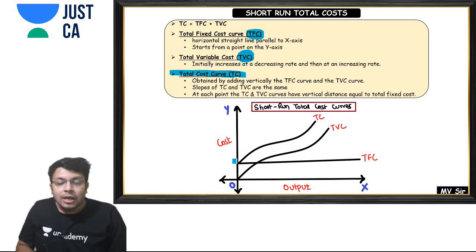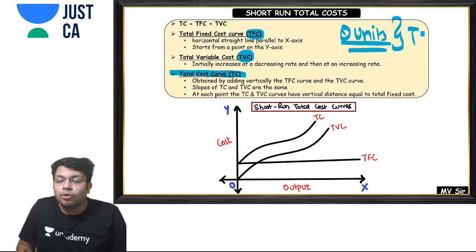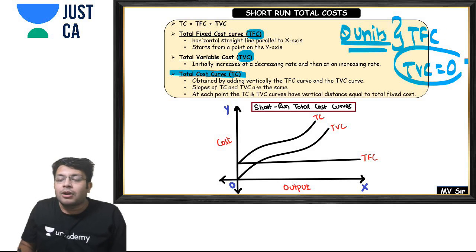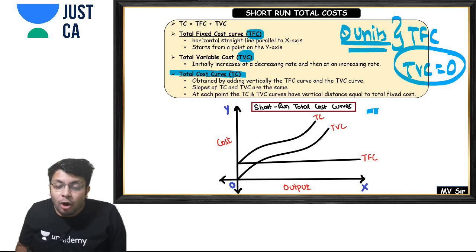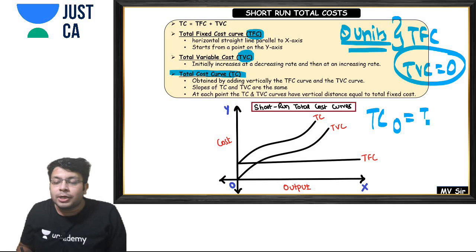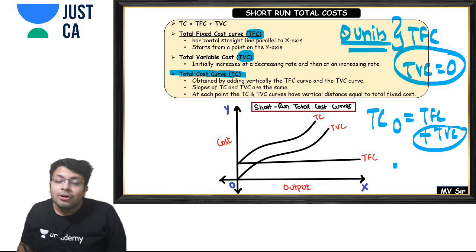Now what is happening? Even at 0 units, what will happen? You will still have to incur total fixed cost, but your total variable cost will be 0 at 0 units. So your total cost at 0 units will be total fixed cost plus total variable cost. Now your total variable cost is 0. So at 0 units, your total cost will be equal to total fixed cost.